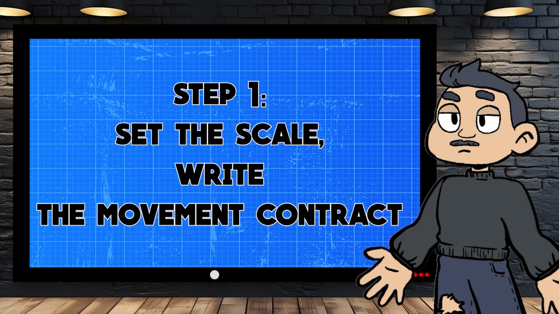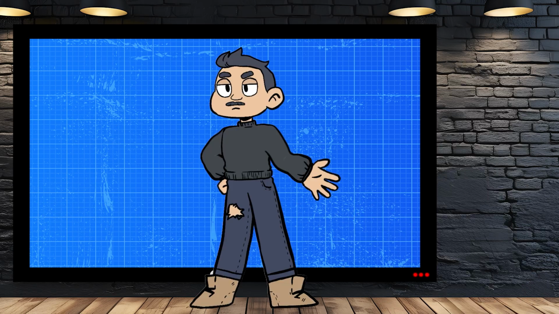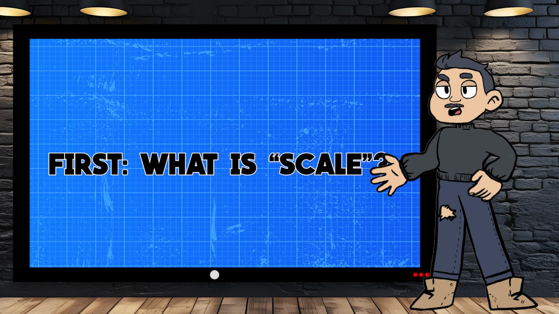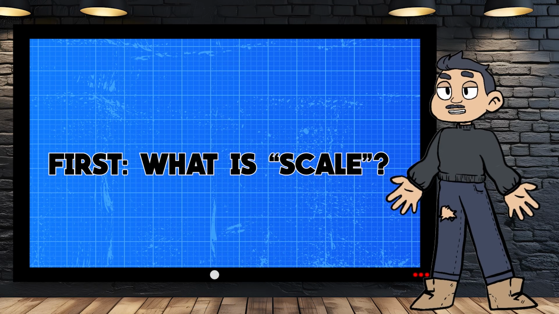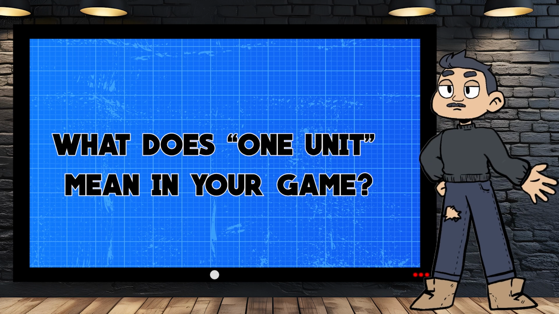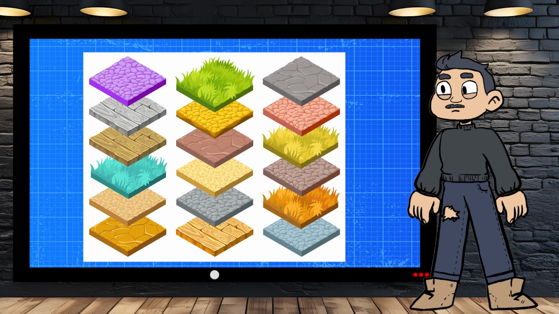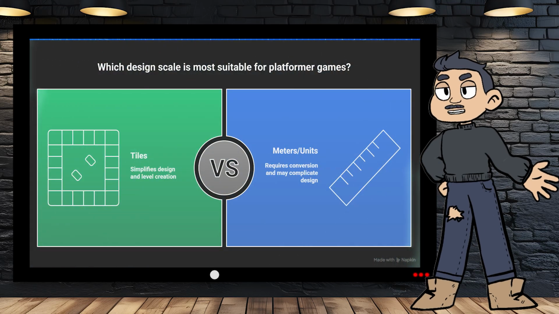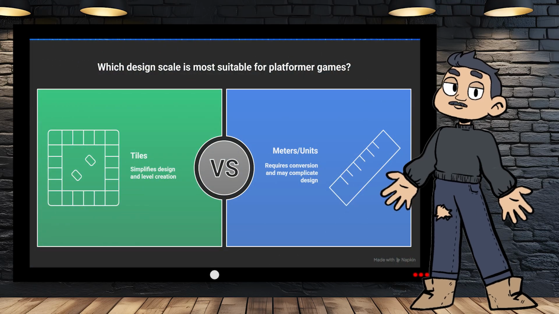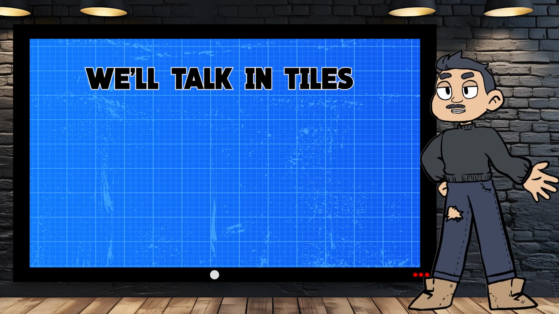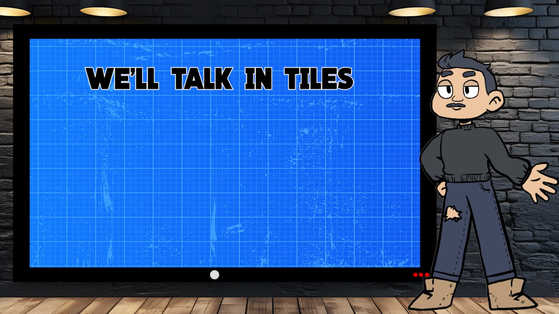Set the scale, then write the movement contract. Before we pick numbers, we need a common language. First, what is scale? Scale just means, what does 1 unit mean in your game? For platformers, the easiest design scale is tiles. Even if your engine uses meters or units, you can still design in tiles. So for this video, we'll talk in tiles.